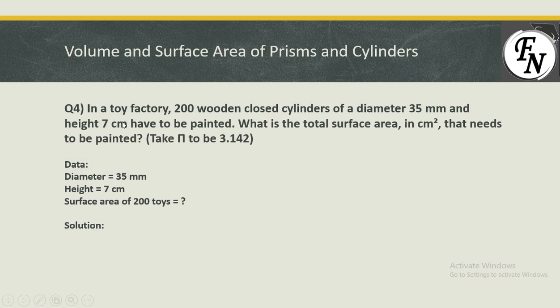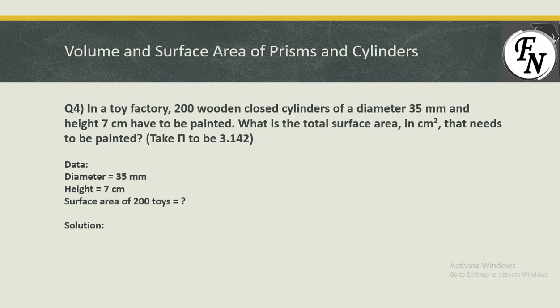So this is question number 4: I have a toy factory, and 200 wooden closed cylinders of diameter 35 millimeters and height 7 centimeters have to be painted. We should remember this when we talk about painting a wooden cylinder. That means we will paint the outside of the cylinder, so we need to obtain the surface area which needs to be painted, not the volume. As we can never paint the volume, that is the inside capacity, we will always paint the outer surface, that is the total surface area of any specific shape.